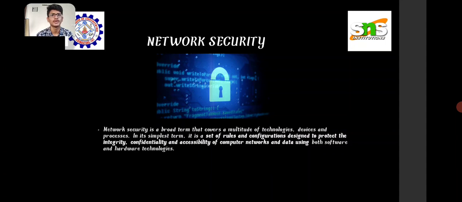Now we are going to move on to network security. Network security is a broad term that covers a multitude of technologies, devices, and processes. In simple terms, it is a set of rules and configurations designed to protect the integrity, confidentiality, and accessibility of computer networks and data using both hardware and software techniques. Here, network security is nothing but maintaining and protecting the computers from different types of virus attacks, etc. So it is called network security.